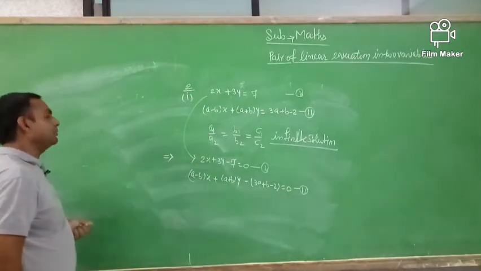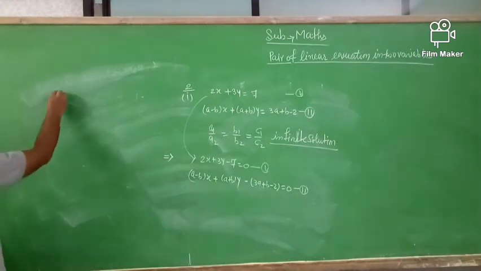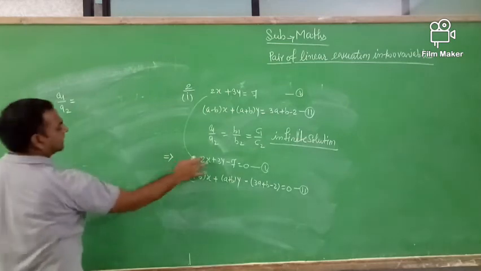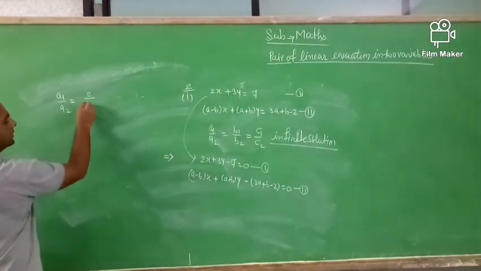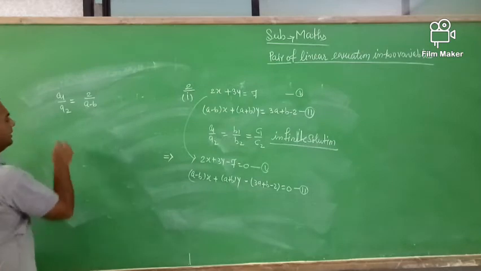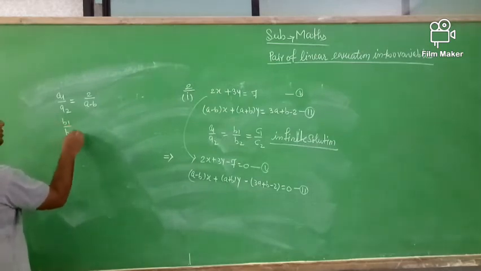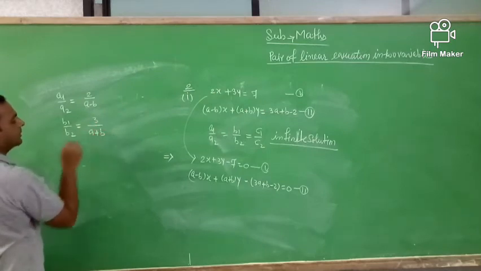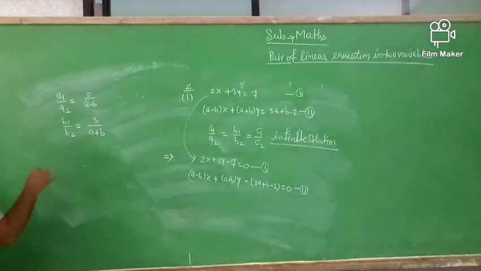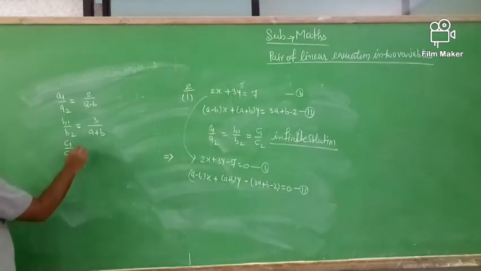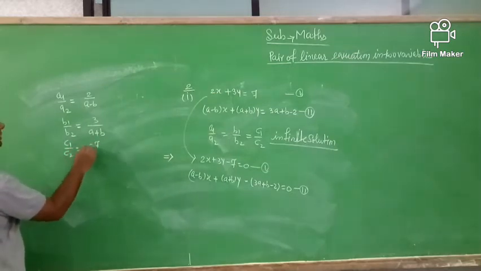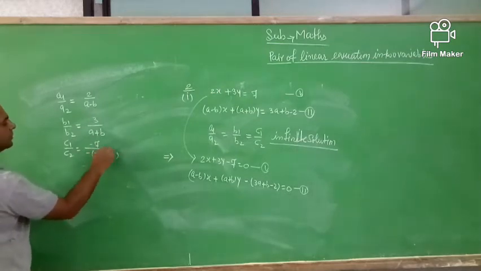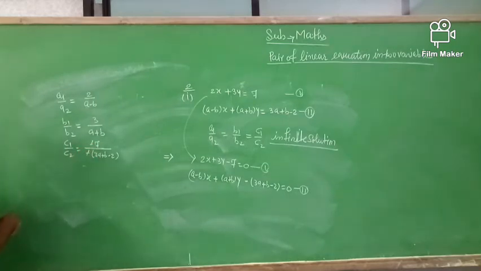So first I take a1 upon a2, the coefficient of x, so this is 2 upon a − b. Then b1 upon b2, the coefficient of y, is 3 upon a + b. Next c1 upon c2 is −7 upon −(3a + b − 2). Then this minus is cancelled by the minus.